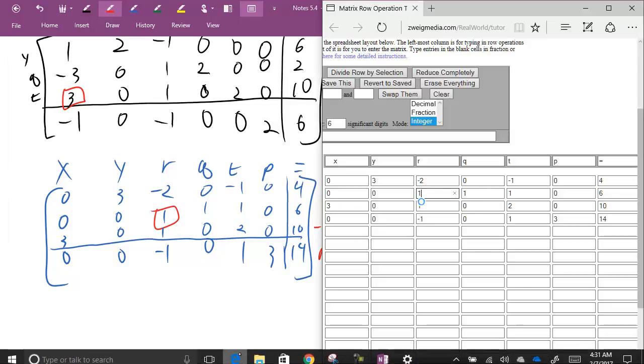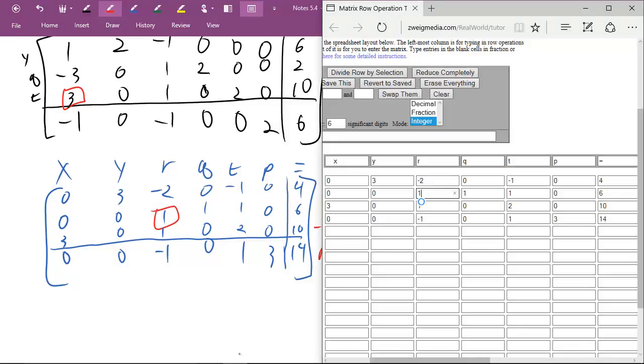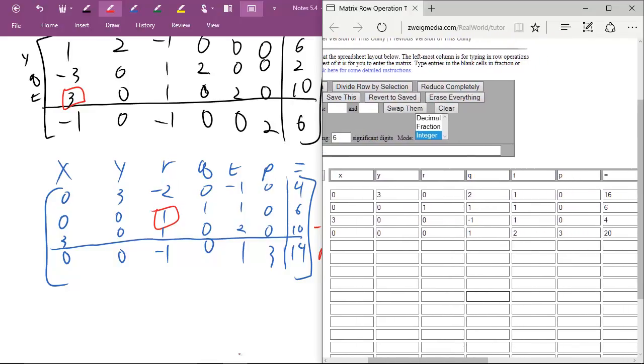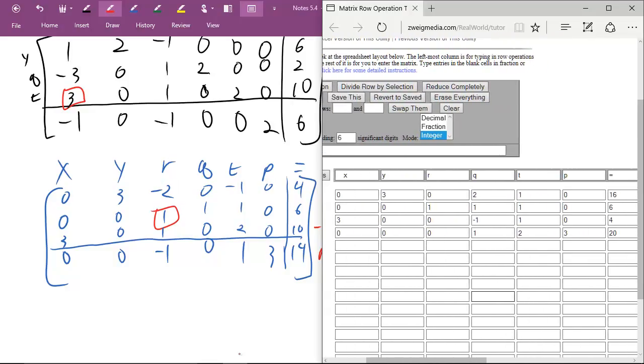Okay, so let's pivot. So we wanted to pivot right here, right in the R column, second row. We're going to pivot on that selection, and we're going to look across, and we're going to do a happy dance because notice there are no negative numbers, which means we're finally done. So we read our answers. So this means, let's see here, the X we're going to keep, Y we're going to keep, R we're going to keep, Q is gone, T is gone, and so on and so forth.